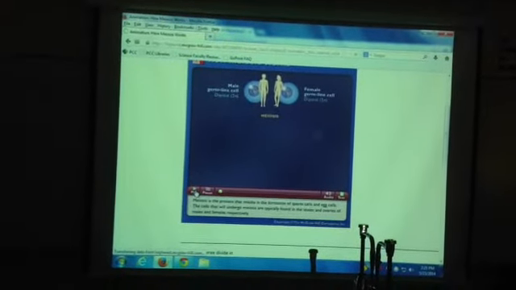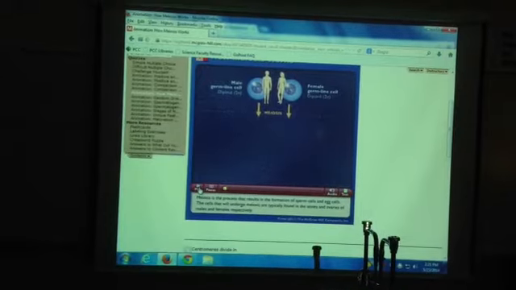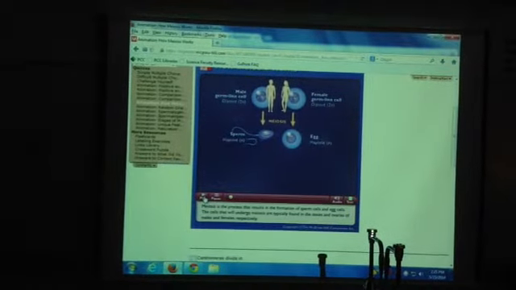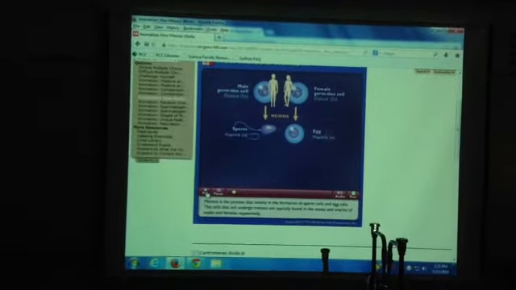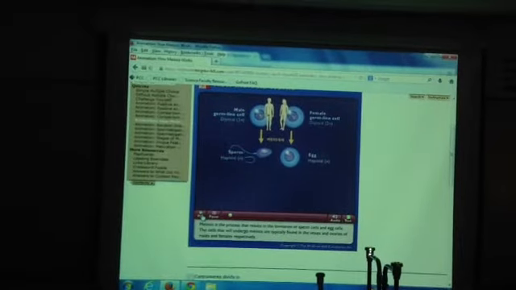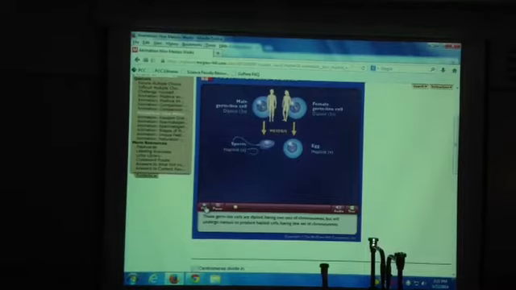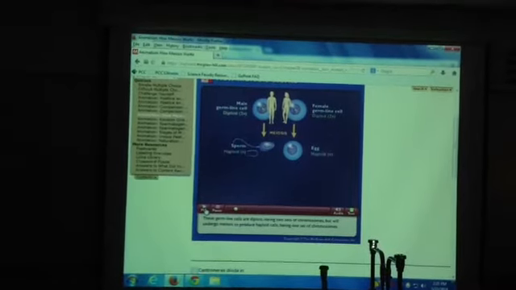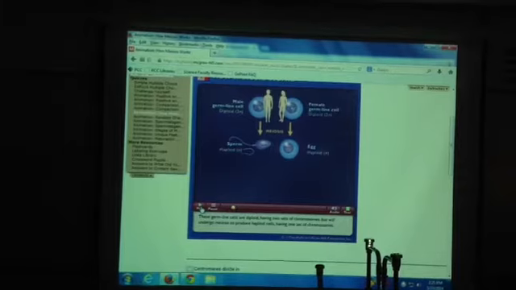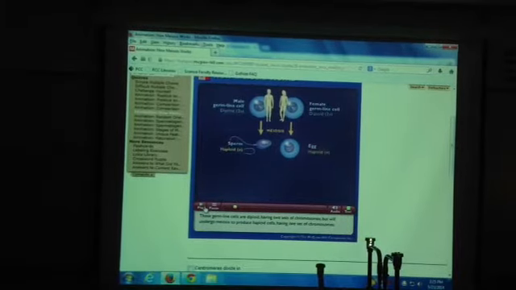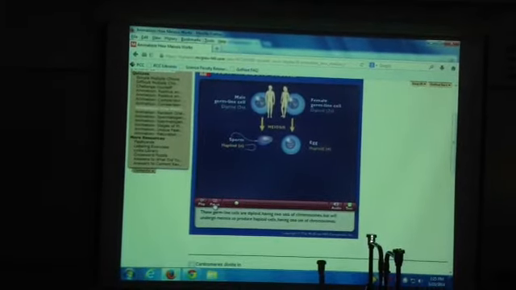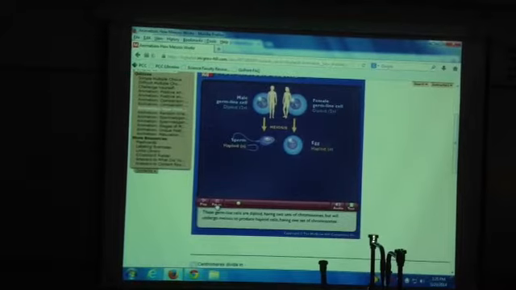Meiosis is the process that results in the formation of sperm cells and egg cells. The cells that will undergo meiosis are typically found in the testes and ovaries of males and females, respectively. These germ-line cells are diploid, having 2 sets of chromosomes, but will undergo meiosis to produce haploid cells, having 1 set of chromosomes.